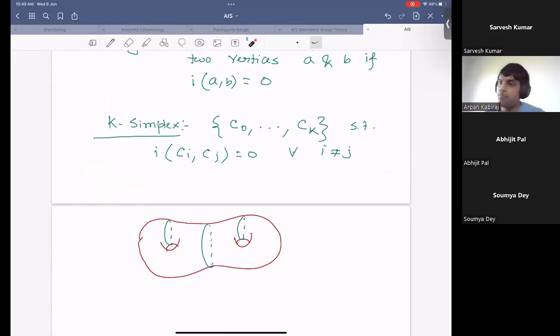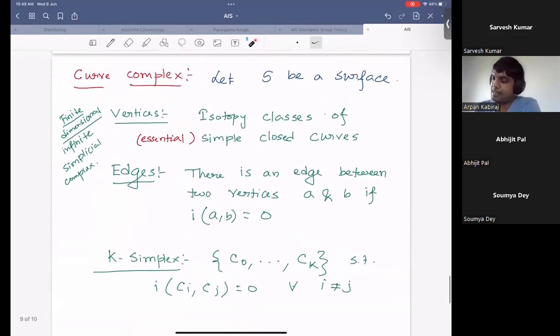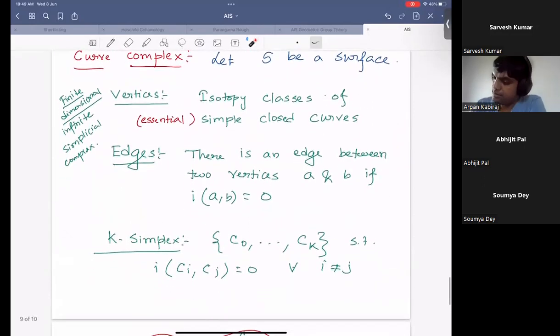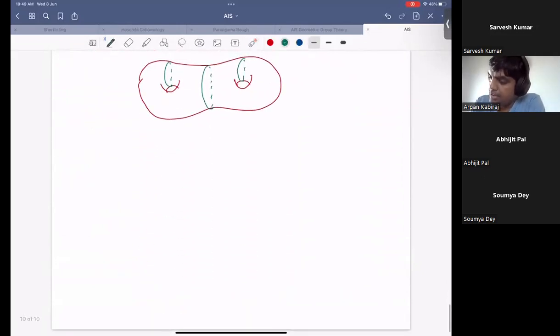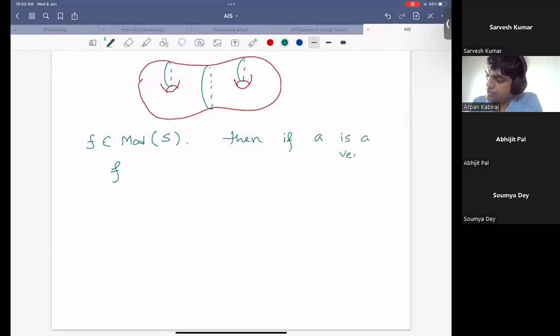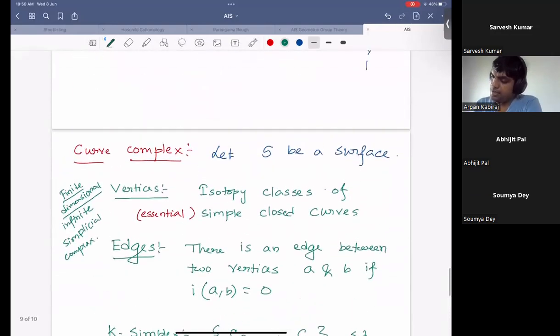Okay. A few points that I would like to make. So the first thing is, let's just simply say this. If you take any f which comes from the mapping class group, then if A is a vertex, okay, let me denote it something.